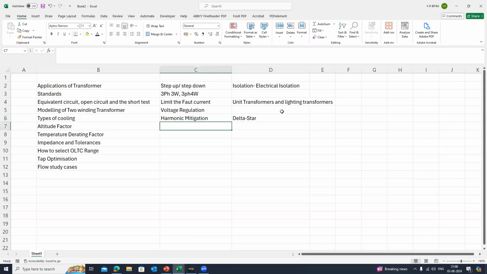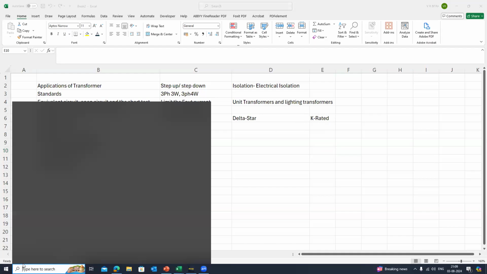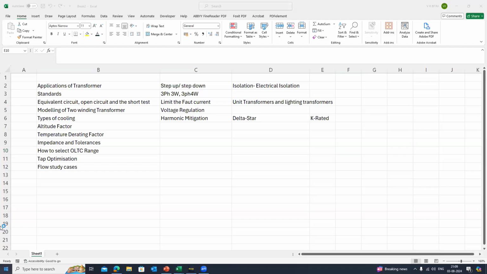And for harmonic applications, the type of transformers that will be used are the K-rated transformers. That means if you are using the transformer in applications which will generate higher order harmonics, there is definitely an additional heat the transformer should be able to withstand. So for that, we can go for a K-rated transformer. Okay, of course, we will see this in ETAP also, I think it is available.